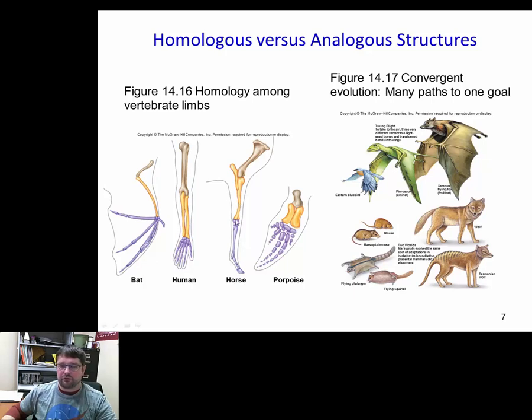It's just the bone itself is either more robust or shrunk down. It might be fused together. So there's a little bit of difference there. Convergent evolution, or analogous structures. Like I said before, you have things that can fly. They all have wings.